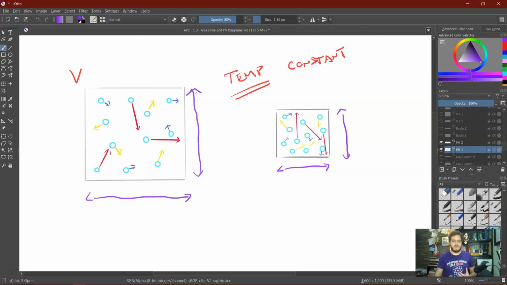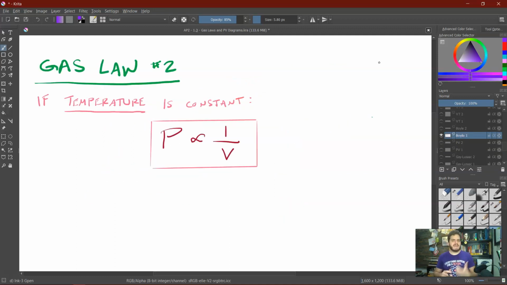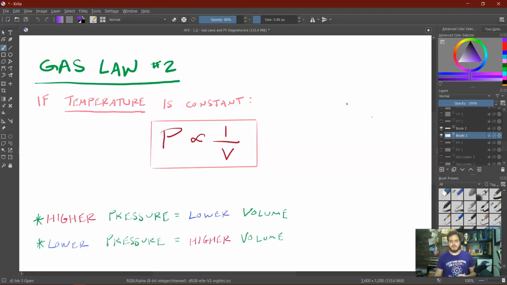And if that's the case, we're going to have way more collisions per unit time between the walls of the container and the individual particles. Well, if we have way more collisions, that means the pressure is going up as the volume is going down. And this brings us to the second of the gas laws, called Boyle's law, which is that if the temperature is constant, pressure is proportional to the inverse of volume, where P is proportional to 1 over V. So in other words, if the pressure goes up, that means we must be corresponding to a lower volume. As the volume goes up, that means we're corresponding to a lower pressure.